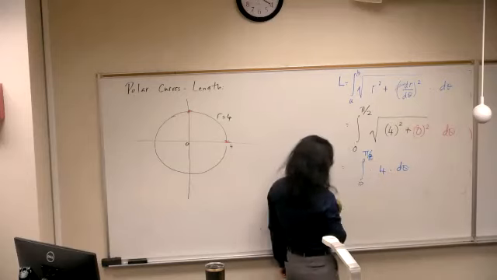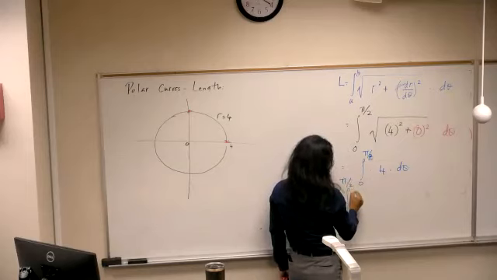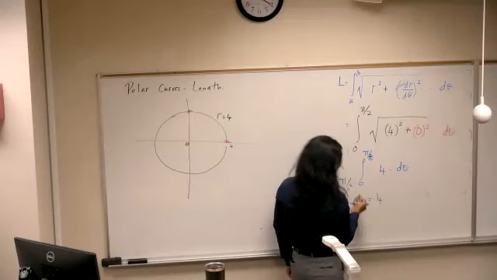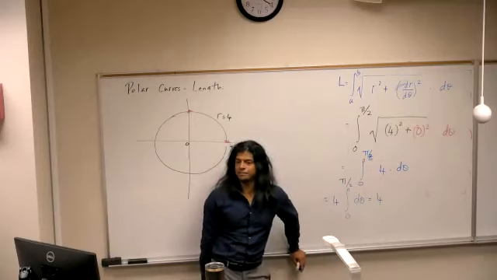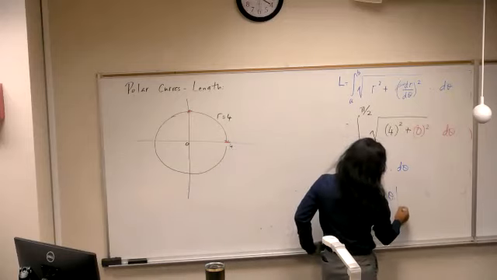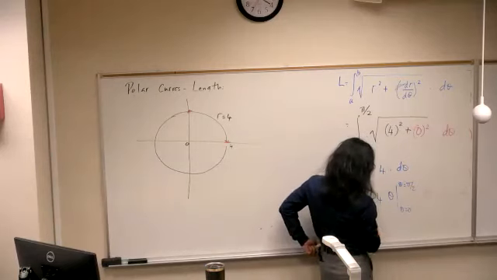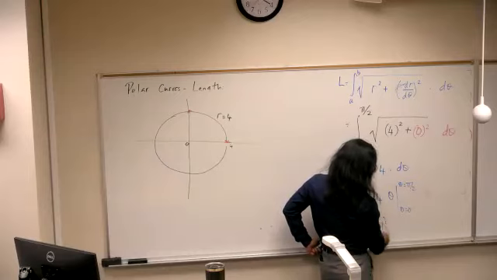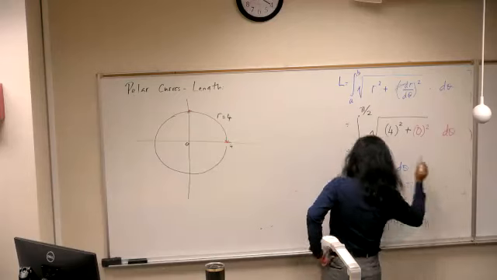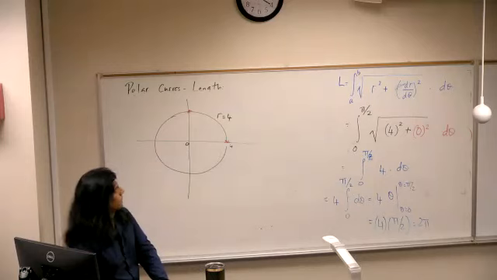So the square root of 4 squared, you can pull the 4 out, so 4 times the integral from 0 to pi over 2 of d theta. The integral of d theta is simply theta, so from 0 to pi over 2, 4 times pi over 2, which is 2 pi. Same answer. Good.